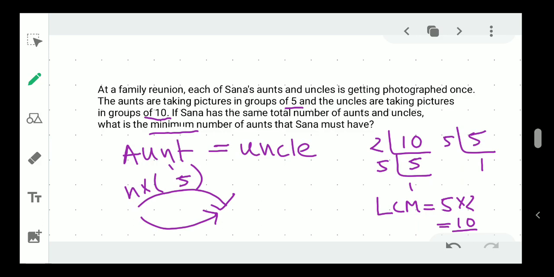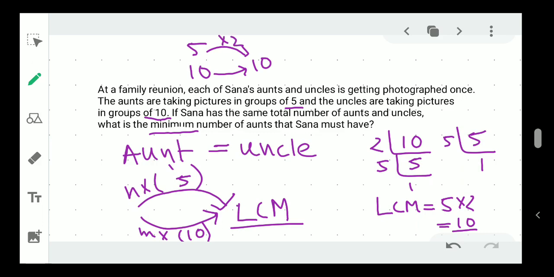And uncles are also m groups of 10 for each group. So if m groups are there, it is 10 times m, and that has to come to the same number, right? So that means it is LCM, because we know that for LCM two numbers can come to the same number. Let's say I'm talking about the LCM of 5 and 10 here. So I know that 10 ones are 10, and 5 twos are also 10.